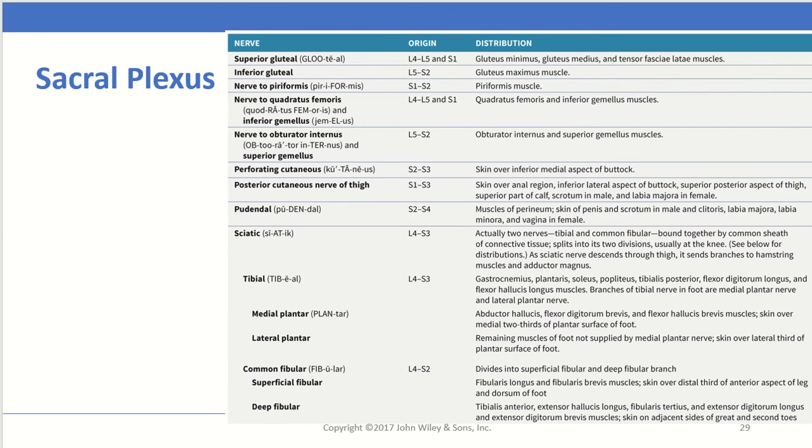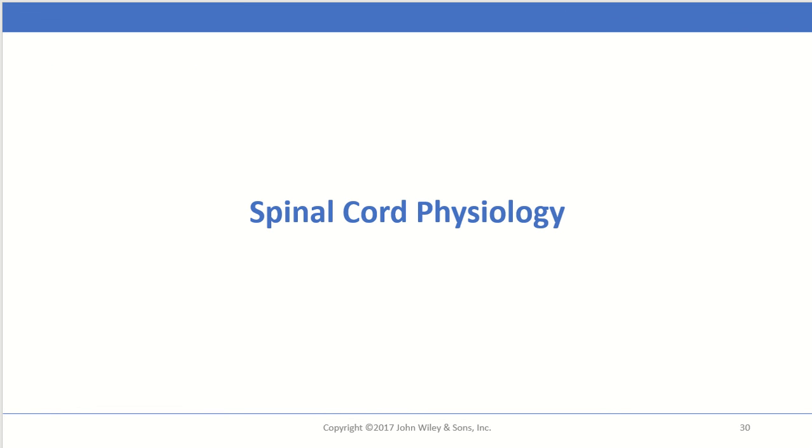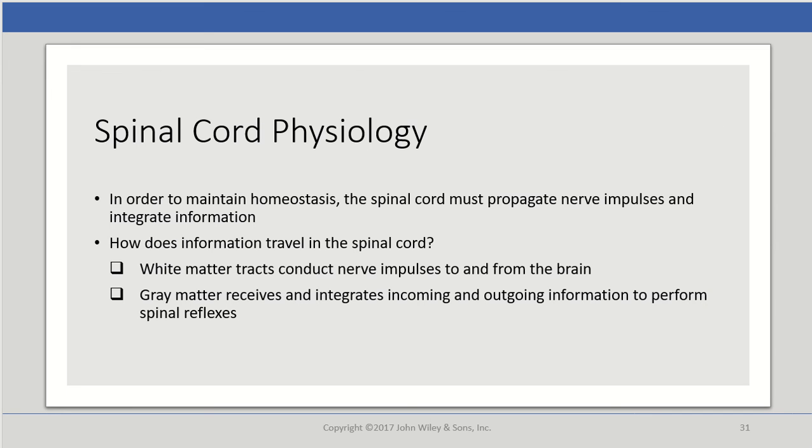So again, here we have our table with all of the parts of the sacral plexus. So let's look for a little bit now at the spinal cord physiology. In order to maintain homeostasis, the spinal cord has got to be able to propagate nerve impulses as well as integrate information.